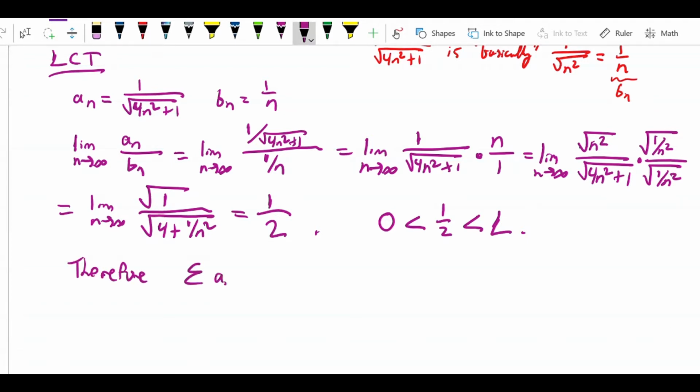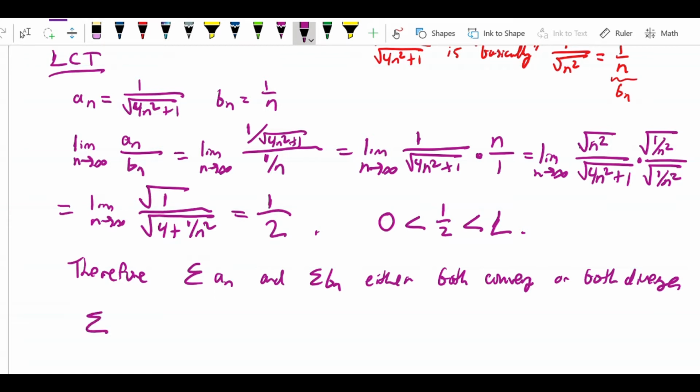the sum of An and the sum of Bn either both converge or both diverge. And by the way, note that I need the sigma here. I'm not making statements about what An and Bn themselves do. I'm making statements about what the sum of An and the sum of Bn do.